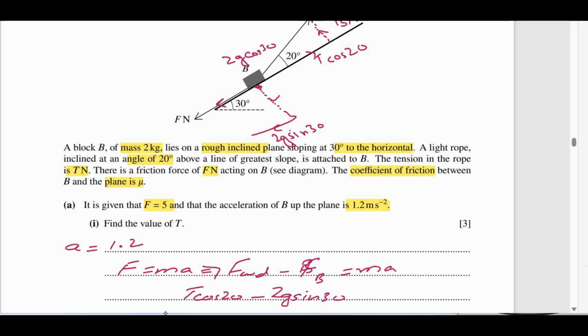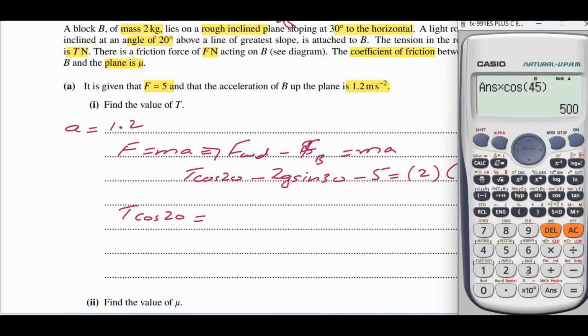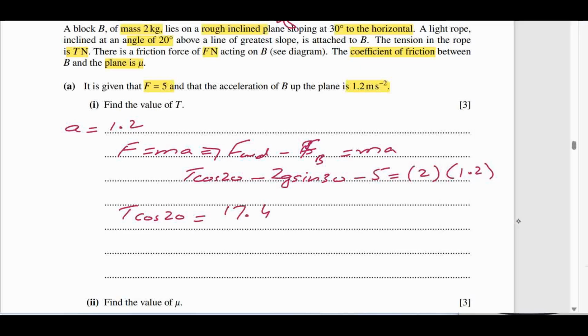So that is F equals 5. So T cos 20 minus 5 minus 2g sine 30 equals m a, where m is 2 and acceleration is 1.2. So if we simplify it, T cos 20 will be equals to 2 into 1.2 plus 5 plus 2 into g, means 20, sine 30. So this will be equals to 17.4.